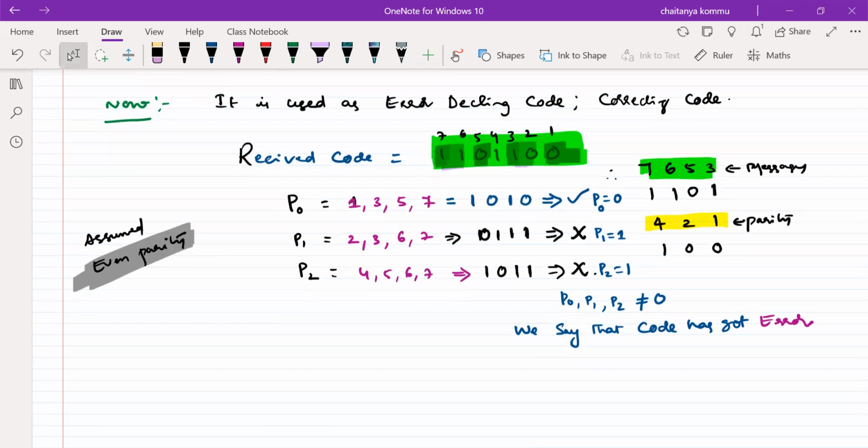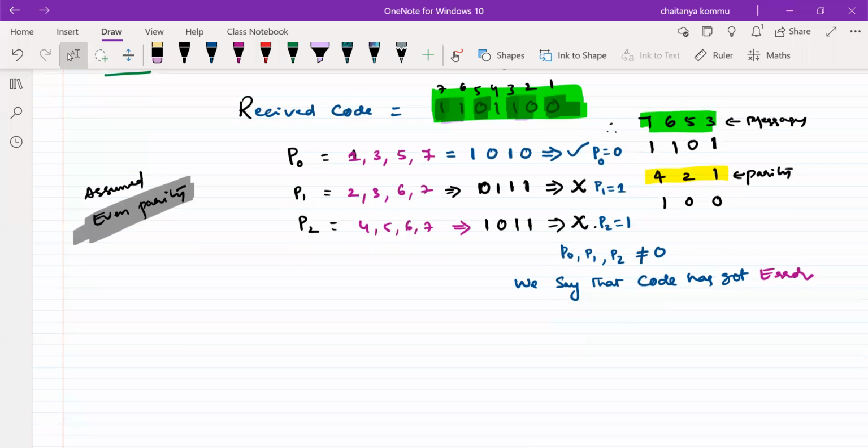At the receiver end, P0, P1, P2 must be 0, which means all must follow even parity, because we have sent even parity only, but they are getting odd parity, right? So that's how we have to think about it. So this is how the error is detected. Agreed?